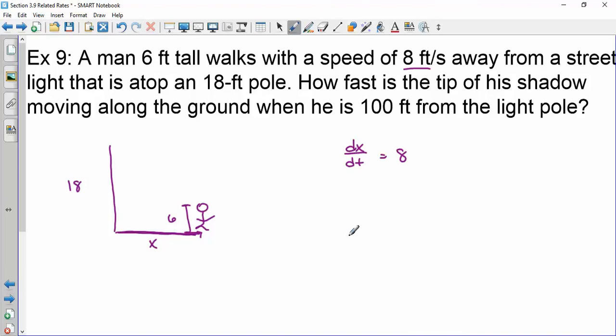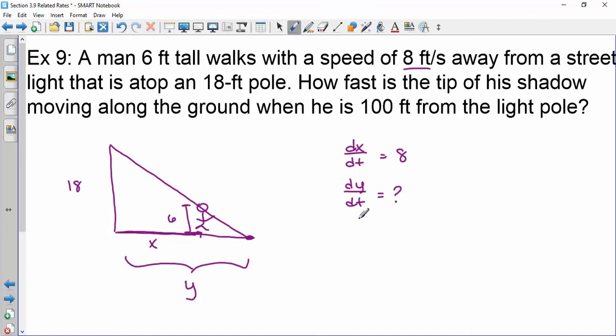Where is his shadow going to be? Out in front of him. Your light's behind you, your shadow is out in front. Okay, so his shadow is here. We want to know how fast that is moving. So since I need the speed of his shadow, we need a variable to represent the whole shadow. Okay, so that would be our y. We are looking for dy dt.